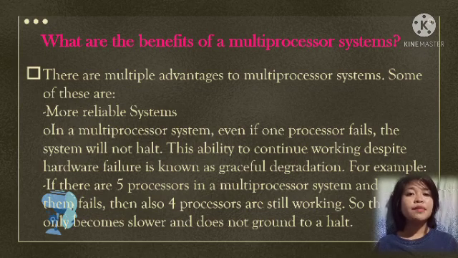In a multiprocessor system, even if one processor fails, the system will not halt. This ability to continue working despite hardware failure is known as graceful degradation. For example, if there are 5 processors in a multiprocessor system and one of them fails, then also 4 processors are still working. So the system only becomes slower and does not grind to a halt.